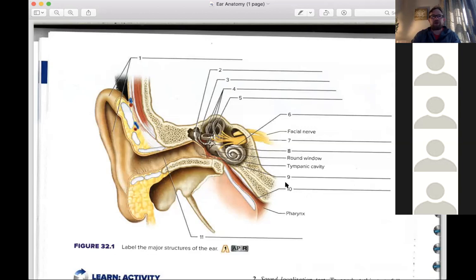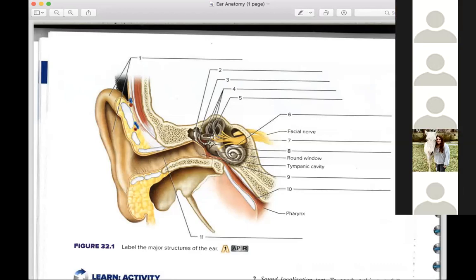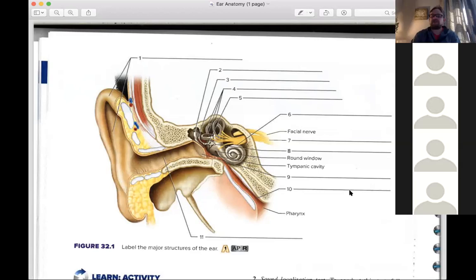And actually, one last one before we go. Avery, what is number 10? The auditory tube. The auditory tube, right? Also called the eustachian tube, all right? And so who can tell me what the auditory or eustachian tube that Avery just pointed out is for? Grace, are you there? I'm here. So what's the auditory tube for?